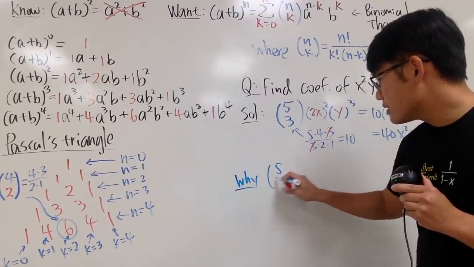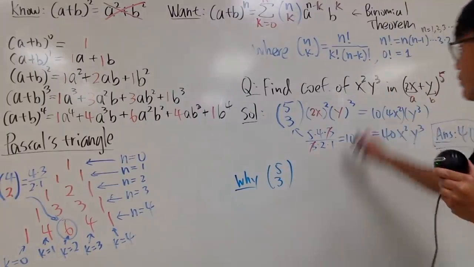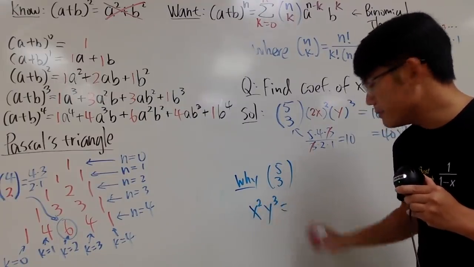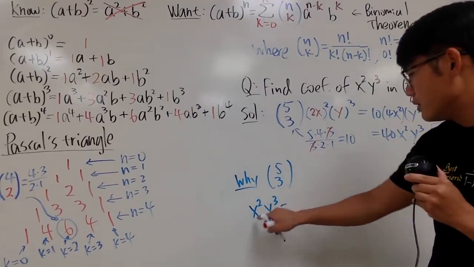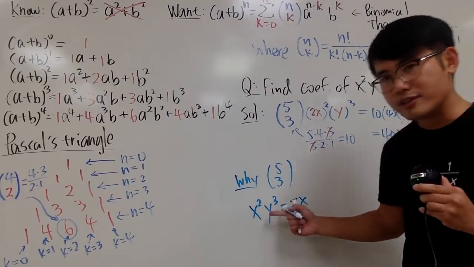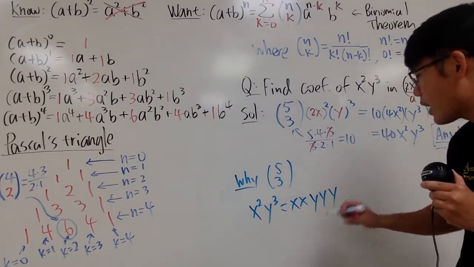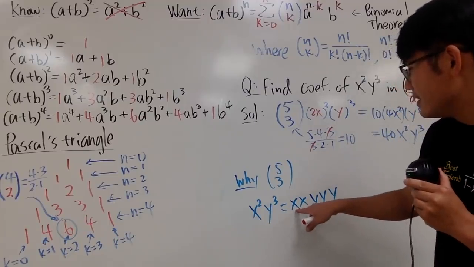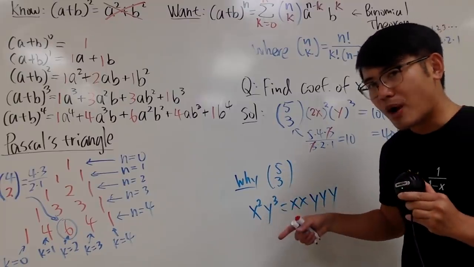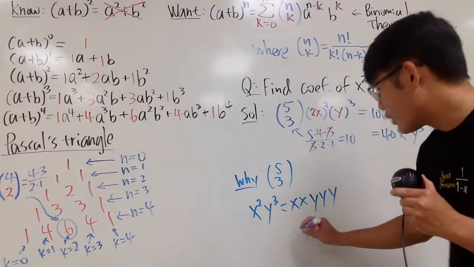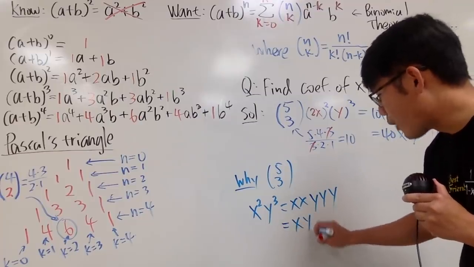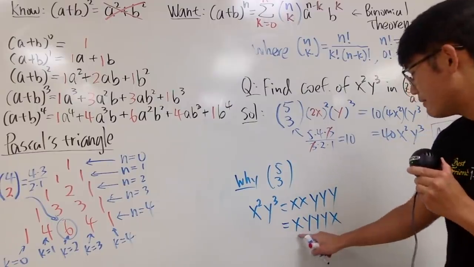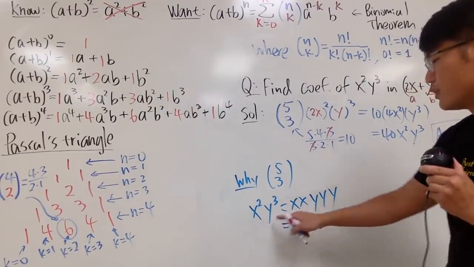So I will give you guys a combinatorial explanation. And to do so, we have to look at x squared, y to the third power again. As we all know, x squared, y to the third power can be x squared, which is just x times x, and then y to the third power, which is just y times y times y, isn't it? Yes. But notice, this is not the only way, because I could have done it as x times y times y times y, and then times x. You see, we have x squared, and then y times y times y, which is y to the third power.